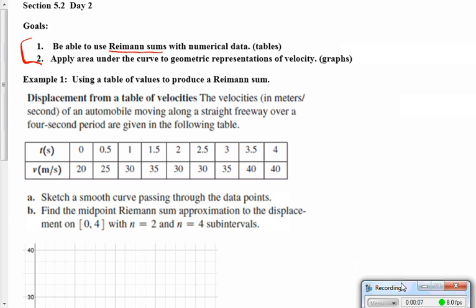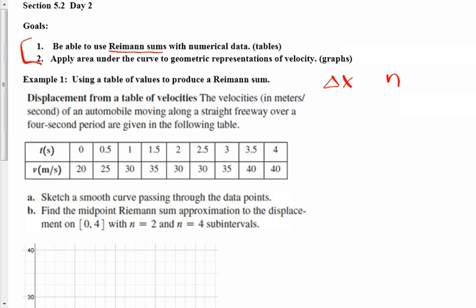All right, so there's our goals for the day. Today we're going to be dealing with data tables. I'm going to try to be really consistent about identifying delta x and identifying n, and then the x subs as well, to kind of help us out with the identification of those rectangles that we're really trying to make.